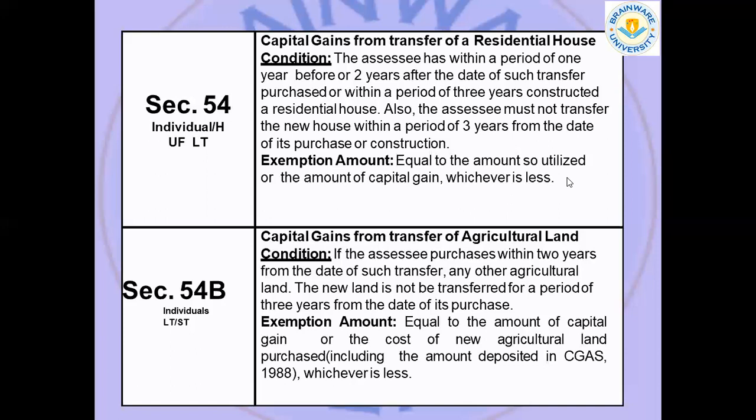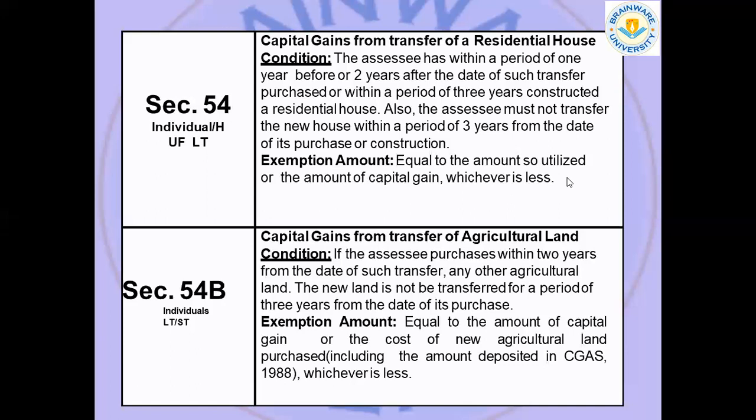which is actually for individuals, not for HUF, and which is coming both for the LT and HT, means the short term and long term both. Here you are going to purchase any agricultural land. So also here the amount of exemption will be the amount of capital gain and the price of the agricultural land, whichever is less.